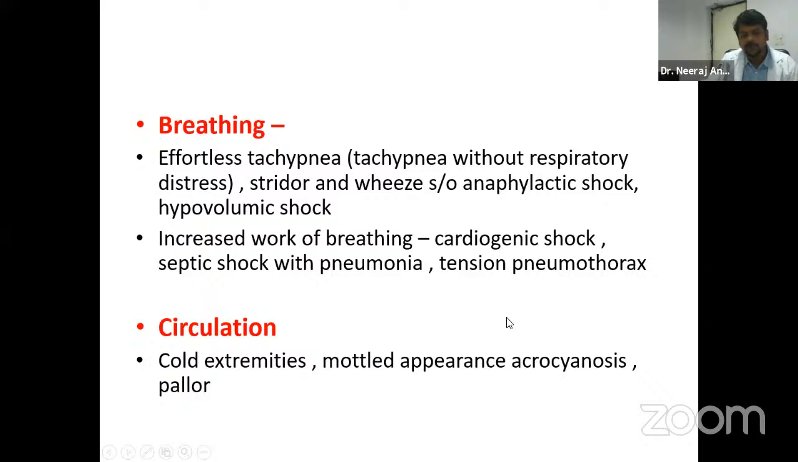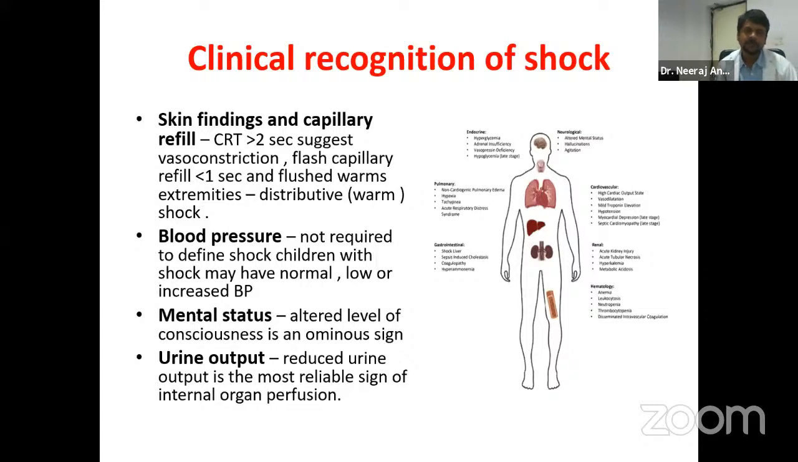We have to look for circulation. If there is circulatory failure, the patient will have cold extremities, mottled appearance, acrocyanosis, and pallor. Now, we have to look for capillary refill time. If capillary refill time is more than 2 seconds, it suggests that there is vasoconstriction and the patient is in cold shock. If the capillary refill time is less than 1 second, then the patient will be in warm shock or distributive shock.